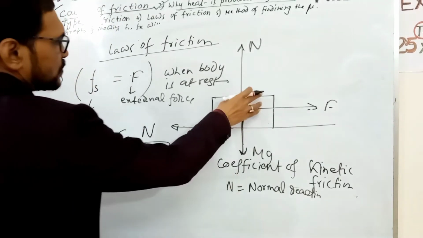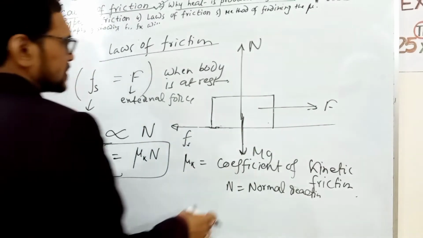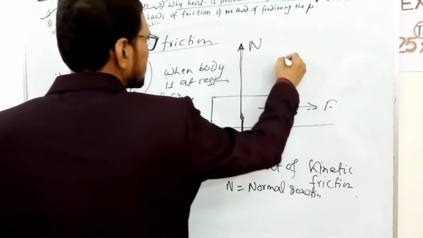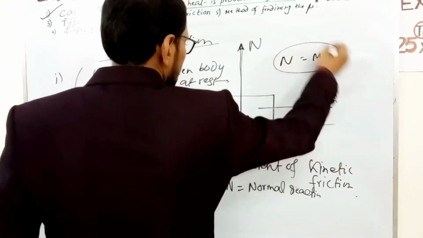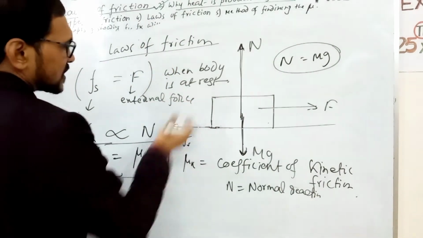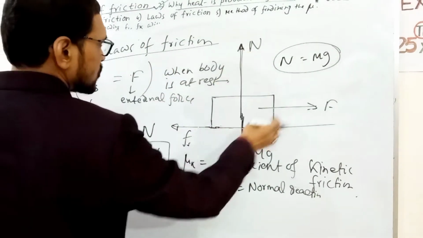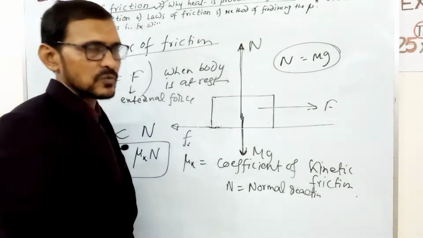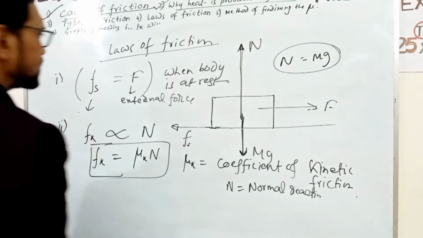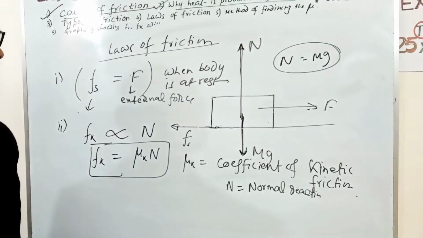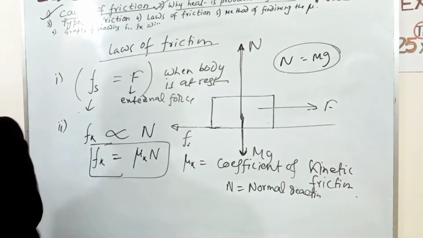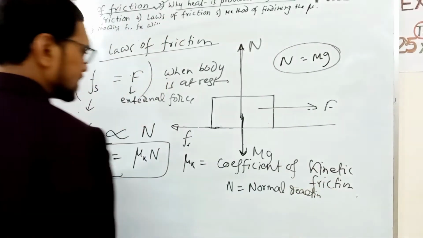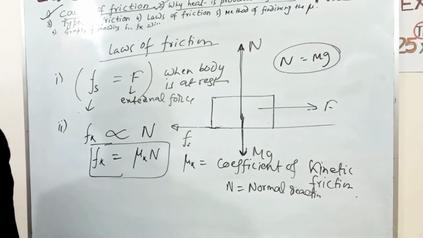Here, when a body is placed on the ground, weight acts vertically downward and normal reaction also acts vertically upward. That's why N equals mg. So generally, when a body is placed on the ground, normal reaction is equal to the weight of the body. But it is not always equal; they may be different. Here, kinetic friction is proportional to N, that is, mu k N, where mu k is the coefficient of kinetic friction and N is the normal reaction.